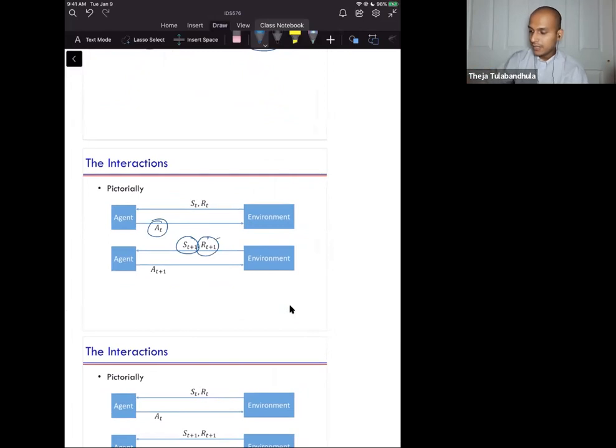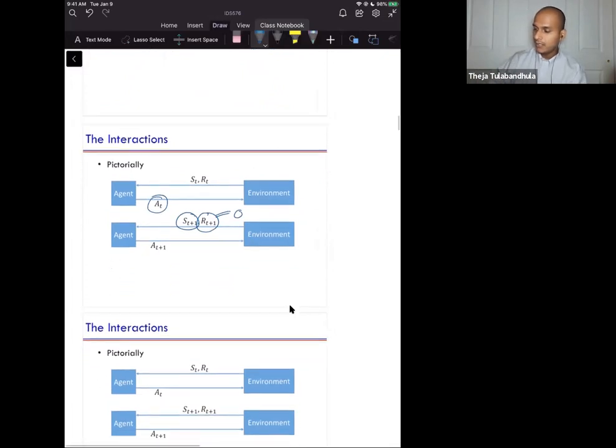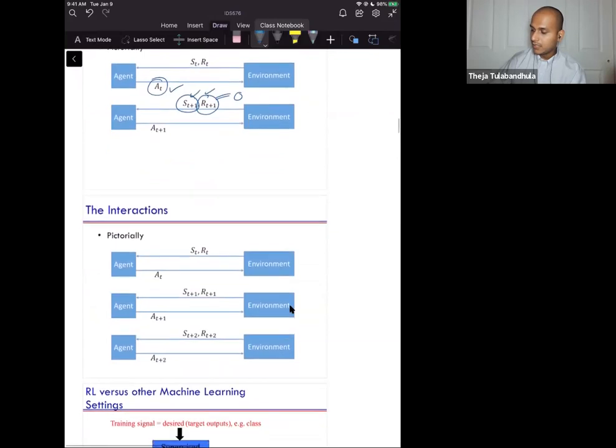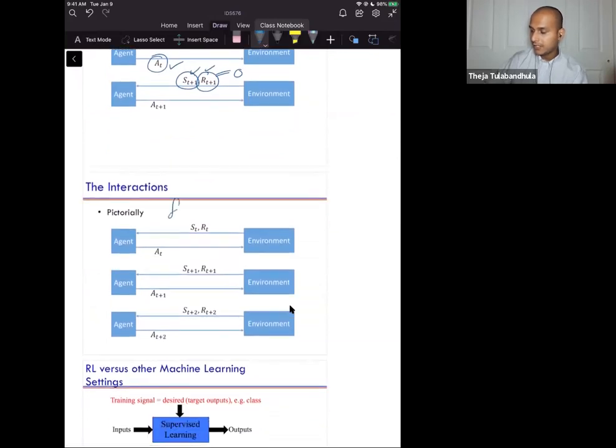Okay, this immediate reward could be nothing. For example, it could be 0 for now. I could get some reward later on that is related to this action. Okay, so I play AT and I get these two new pieces of information. And that's what this is, a for loop here. AT, AT plus 1, AT plus 2, and so on. And hopefully you take better and better actions as you move forward in time.